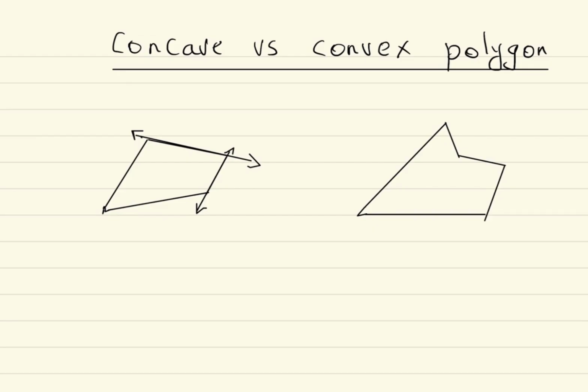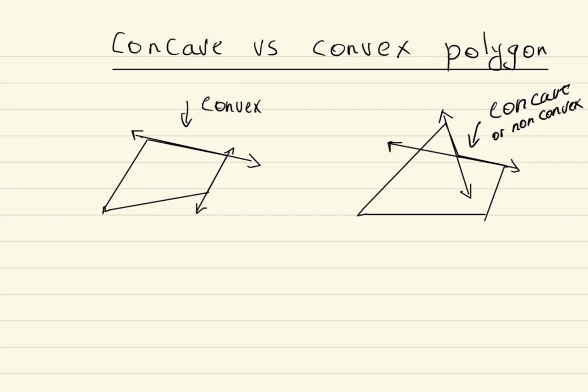So for this one, we're going to realize that this is not going to be convex. And I don't know if you guys can notice, but if we draw a straight line like this, it's going to cross the inside. And if we draw a straight line like this, it's going to cross the inside. So this is considered, let me write this down, this shape here is considered concave or non-convex. Whereas this one is considered a convex polygon.